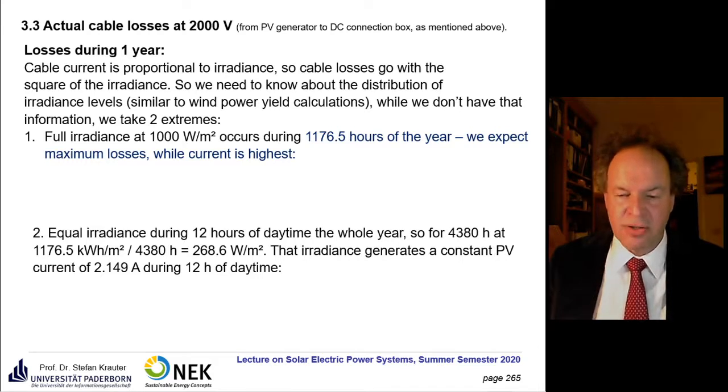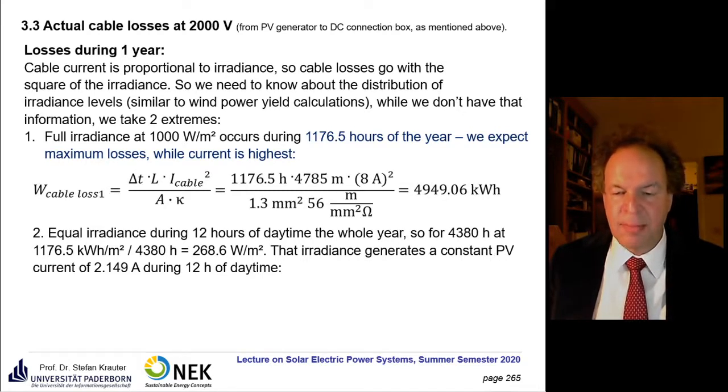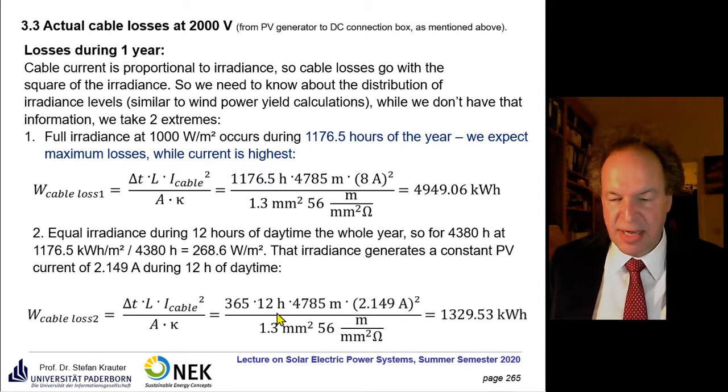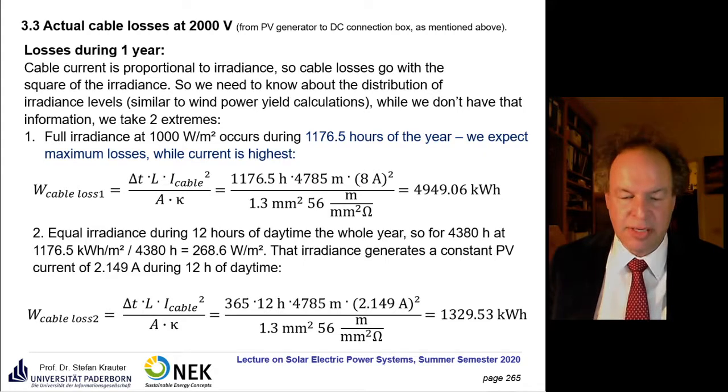If we go to 2000 volts, we just put in the right numbers, so we have less cable requirements and accordingly less losses. Same issue for the more equalized irradiance. We have here only about a fourth of the current and accordingly a fourth of the losses. So we have only about 1329 kilowatt hours. It's even more because it's in square. So from 8 amps to 2 amps, it's only a fourth, but the reduction is actually more because it's in square.